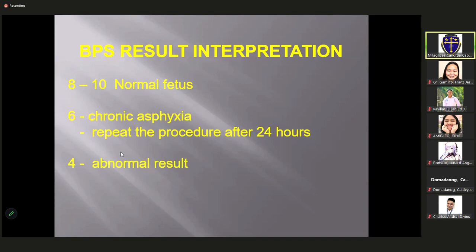If 4, the result is abnormal. And then 2, you have an ill fetus, so you need to terminate the pregnancy. The mother should deliver the baby. There are many misconceptions or perceptions when you talk of the word terminate. It does not mean abortion of the baby. No. What it means is, when you say terminate pregnancy, the baby needs to be delivered already. Because if not, the baby may possibly die. When outside, it can be resuscitated.